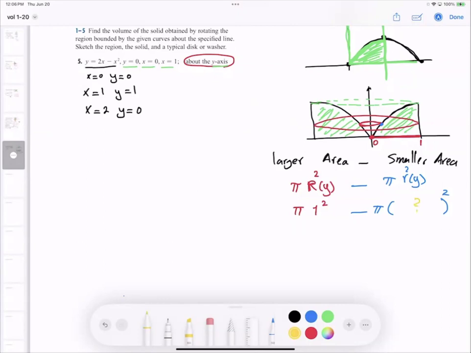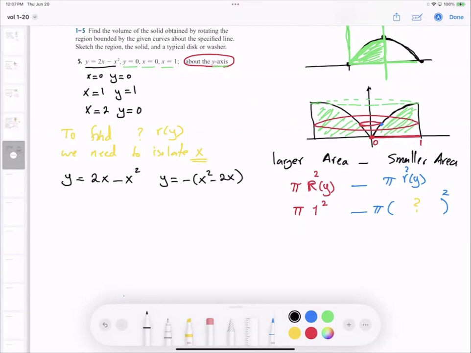We need to isolate x on one side. So let me write it here. To find this question mark, which is r of y, we need to isolate x. So how do you isolate x? We're going back to algebra, to what we saw before. We know that y is equal to 2x minus x squared. So if you factor out the negative sign, y becomes minus x squared minus 2x.